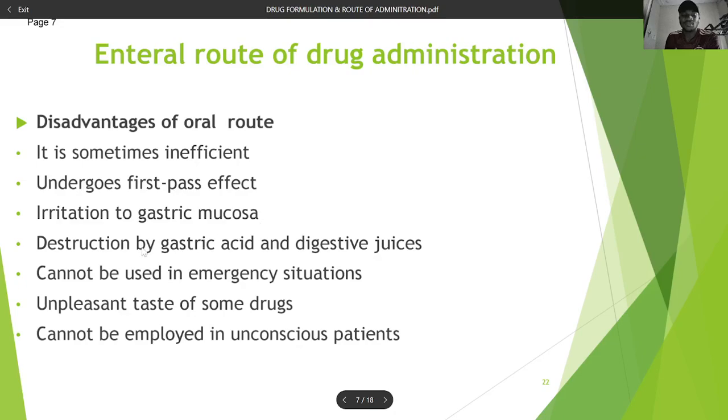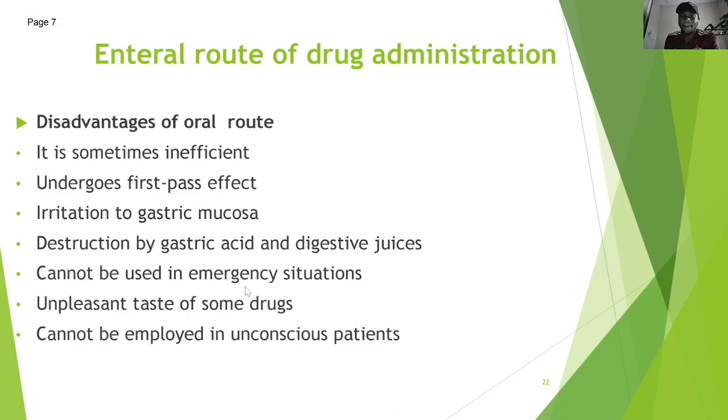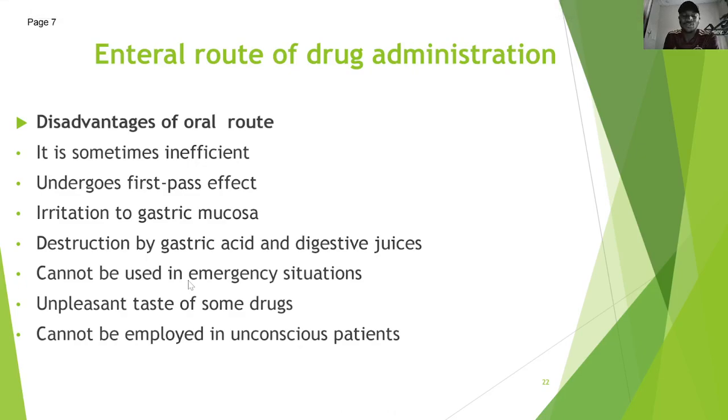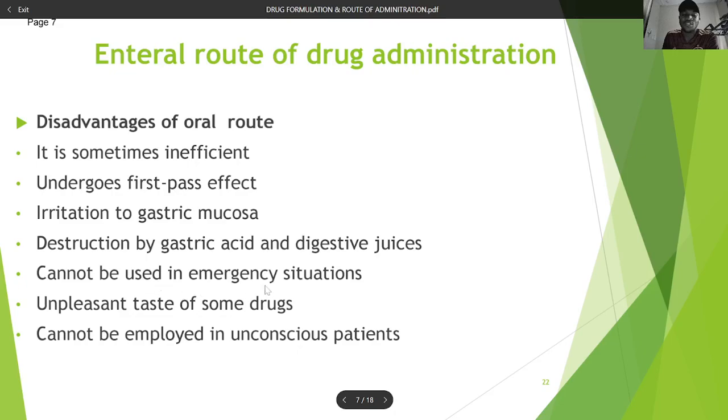irritation to gastric mucosa, and destruction by gastric acid and digestive juice. It cannot be used in emergency situations. The reason for this is that in an emergency, for example, if the patient is hypoglycemic and you need to restore the blood glucose level, giving glucose orally is not really smart, right? Because the cells are in need of glucose. So the best and fastest way is intravenously. So giving orally is not a smart way in emergency situations.